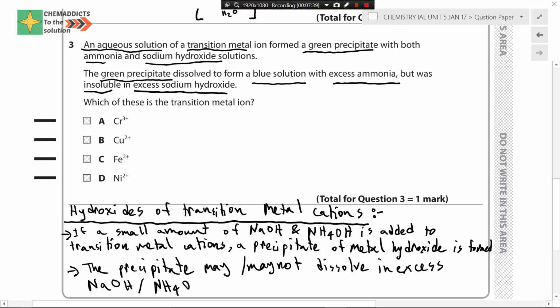Not repeating this mistake once again. Now I know the formula of ammonium hydroxide. Okay, stop trolling me.